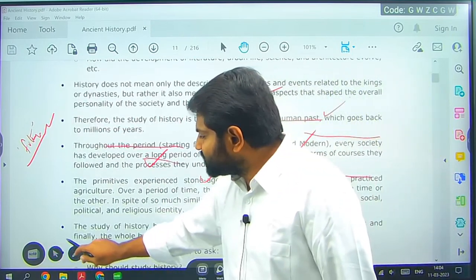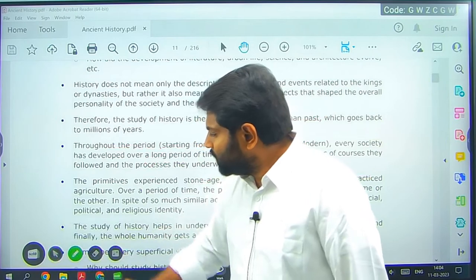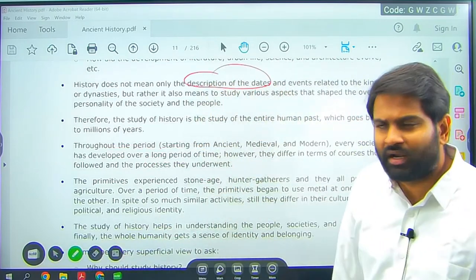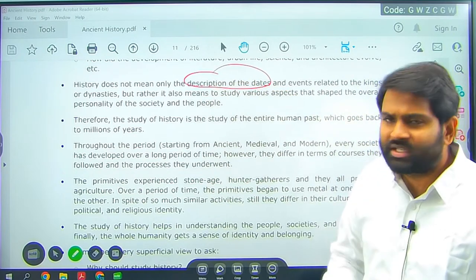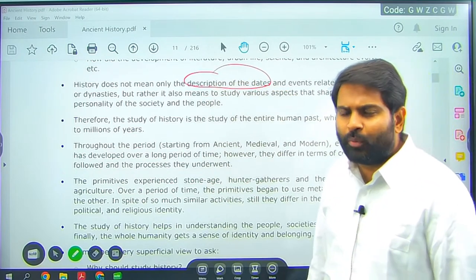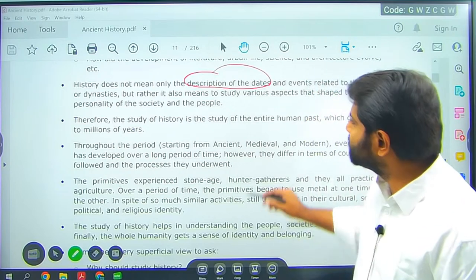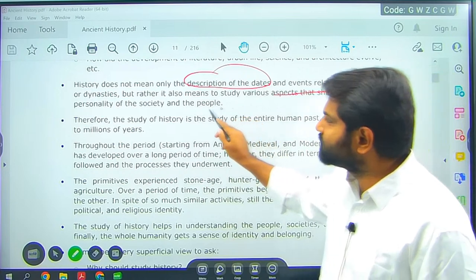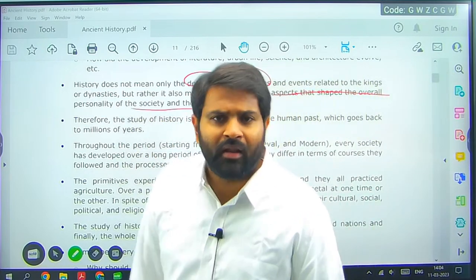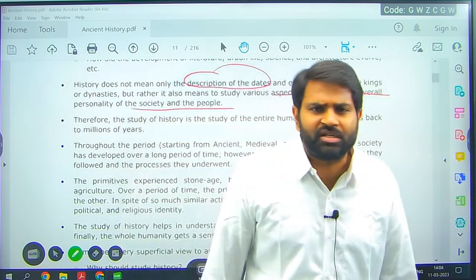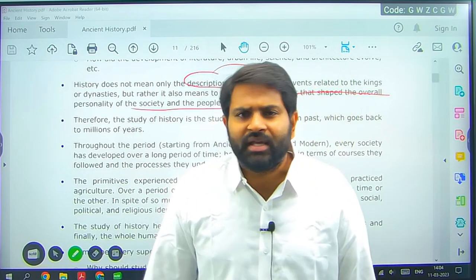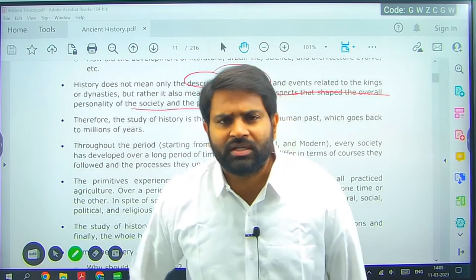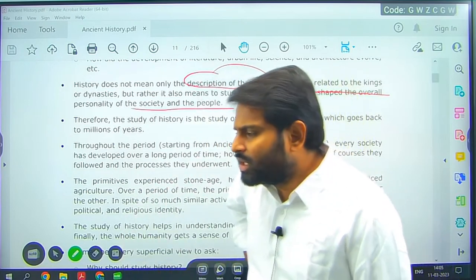Normally people perceive that it is only the reading of dates, just the description of dates and events related to kings or dynasties. But rather, in the present UPSC and state civil services, most of the focus is on various aspects of society, various aspects of people, like culture, art, architecture, technology, science, as I said. So these are the major focuses. Kings are not the focus. Who is the focus? People are the focus, right?